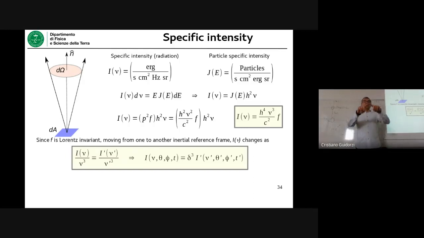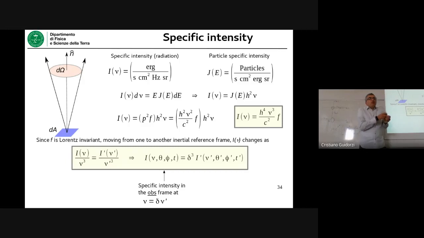So we exploited the Lorentz invariance of the distribution function to prove how the specific intensity changes when moving from one frame to the other frame. In particular, it scales with the Doppler factor cube. So let's explore in more detail what this means. Who's this guy? Well, this guy is the specific intensity in the observer frame.